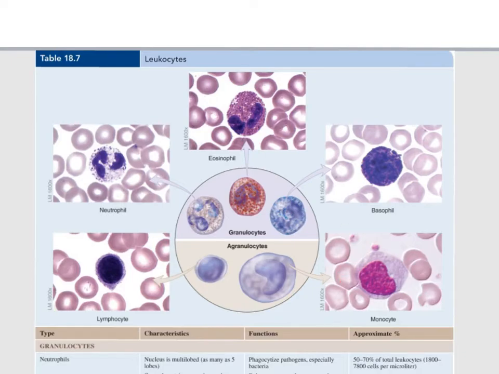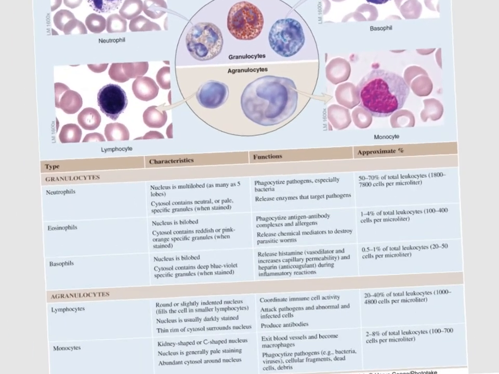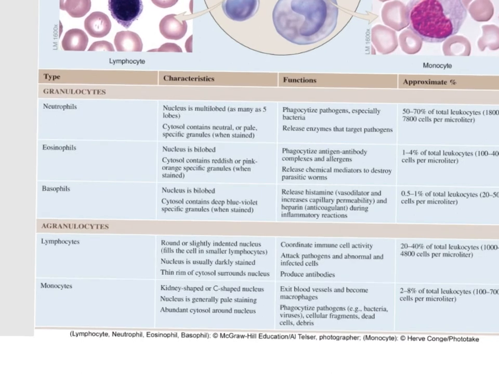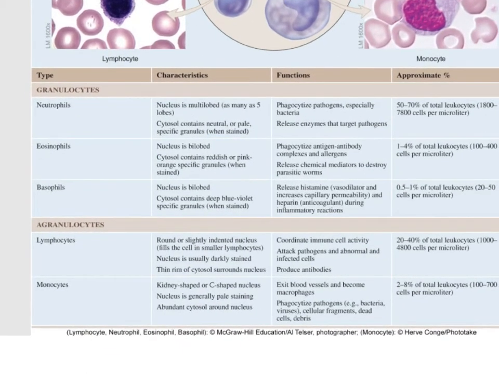So, go up here, and you can look at the different parts. It gives you an idea of what they look like and their basic function. You'll see that there are a couple of different ones that are important. Neutrophils are a prototypical white blood cell. They phagocytize pathogens, especially bacteria. So the example I showed was probably a neutrophil, right? And they also release enzymes that target pathogens.